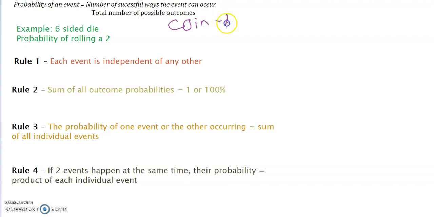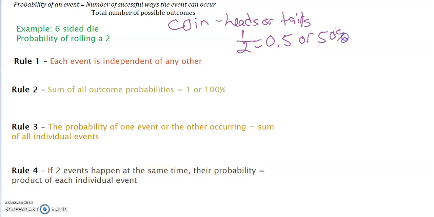If you have a coin, you either have heads or tails. Everybody knows that you've got a 50% chance of getting heads and a 50% chance of getting tails. The reason is that your chance of getting heads is 1 divided by the total of all the possible outcomes. So 1 divided by 2 equals 0.5, or what we can call 50%. Again, that's the classic example.